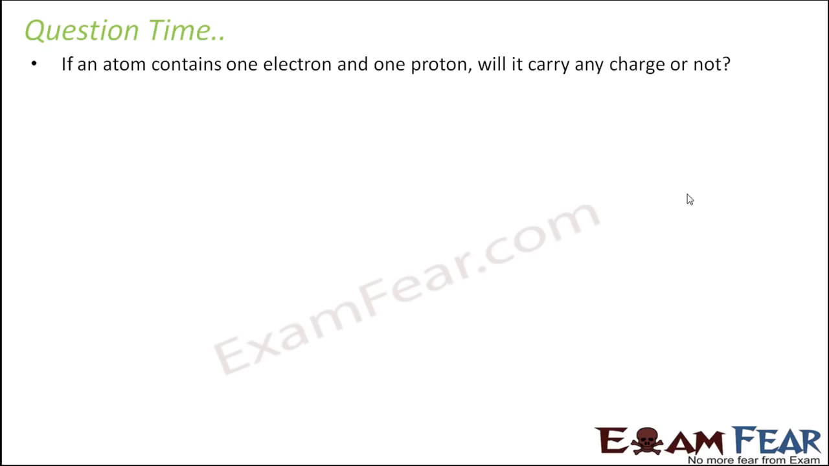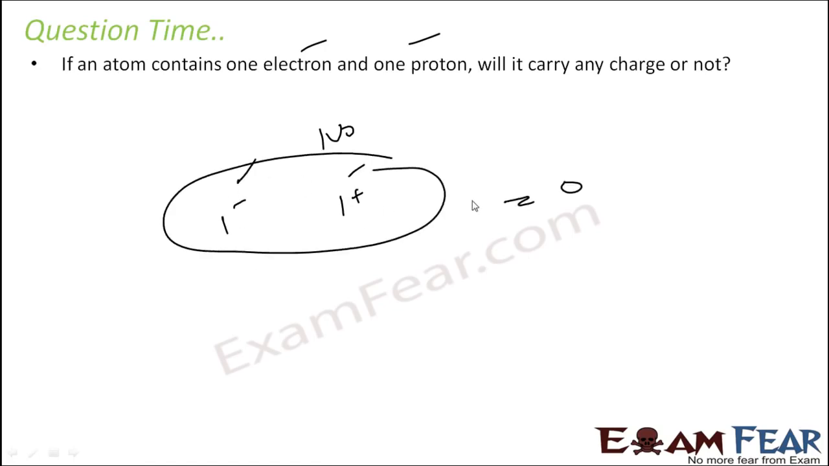The next is, if atom consists of one electron, one proton, will it carry charge? No. Why? Because one electron is one negative charge, right? One proton is one positive charge. So overall it will be neutral.